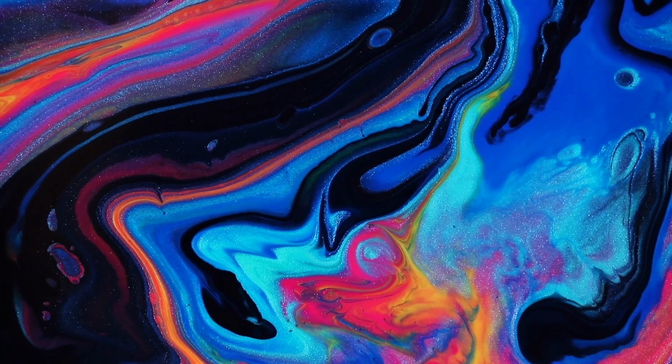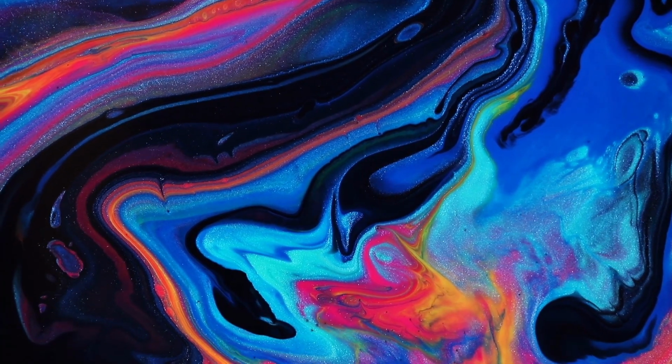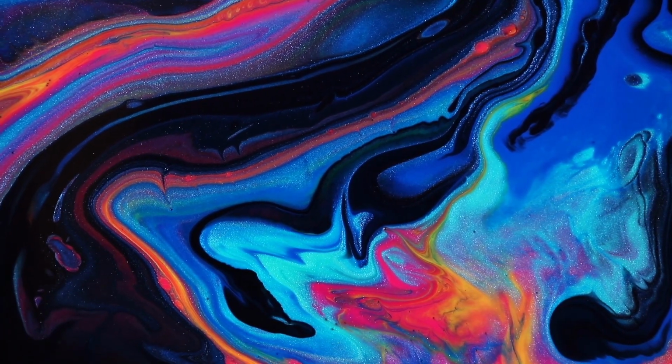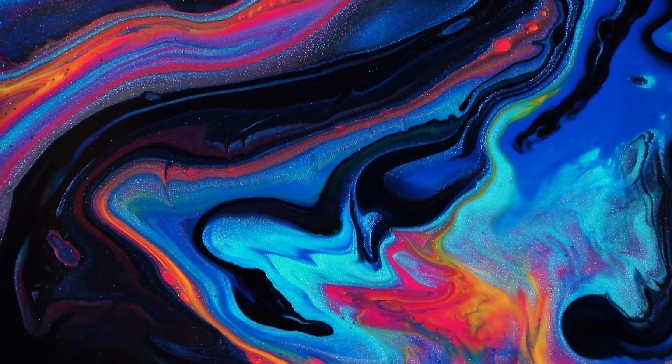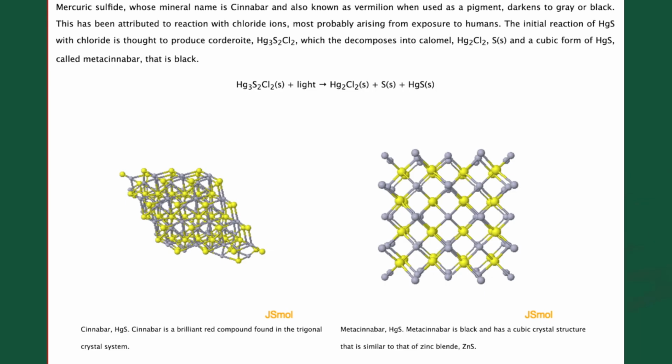The initial reaction of mercuric sulfide with chloride is thought to produce corderoite, which then decomposes into calomel and a cubic form of mercuric sulfide called metacinnabar, which is black. Below we see cinnabar, the brightly colored red compound, as well as metacinnabar, which is its black counterpart.